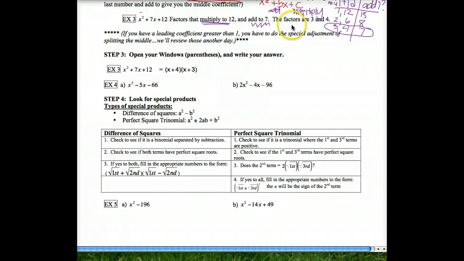So once you've answered that question, we're still continuing example 3 here. You can see I've answered the question here by circling my factors, 3 and 4 are the winners. After you play the game, you open your windows, which are parentheses, and you write in the answer. So we're going to have an x and an x to split up the x², and then the answers to my question, which were 4 and 3. Again, remember that you could check it by foiling it back out. If I foiled this, I would have x² plus 3x plus 4x plus 12, which does indeed give me back my original.